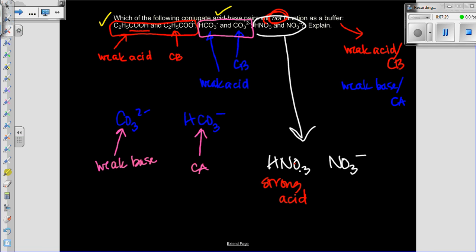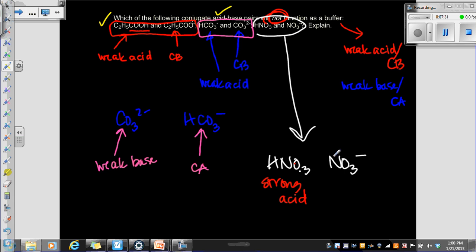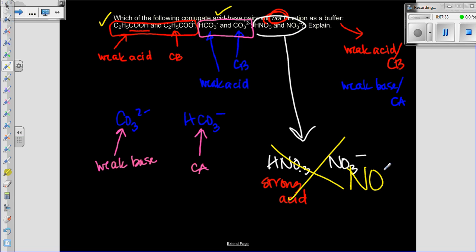So because it is not a weak acid or a weak base, that pair will not function as a buffer. So basically you're looking, do I have a weak acid or a weak base and its conjugate acid or conjugate base? If I do, I've got a buffer. If I don't, no, I don't have a buffer.